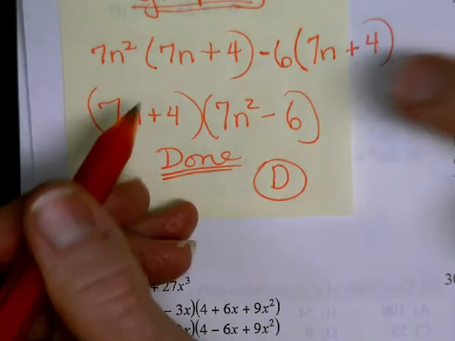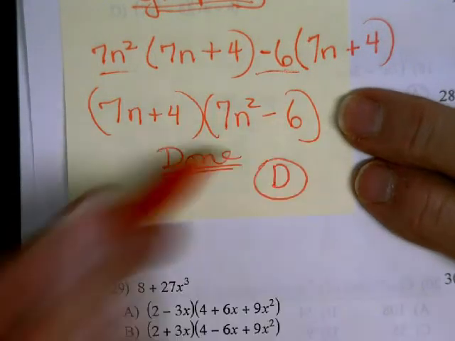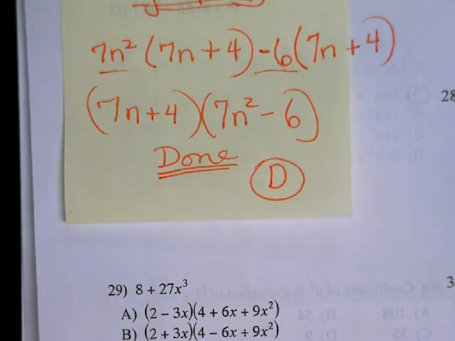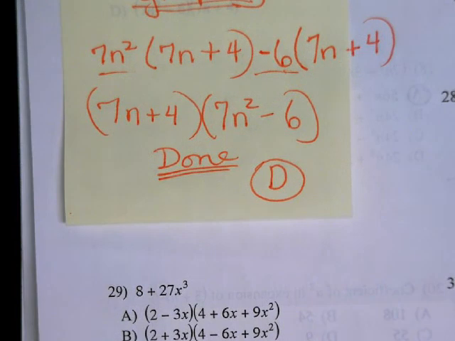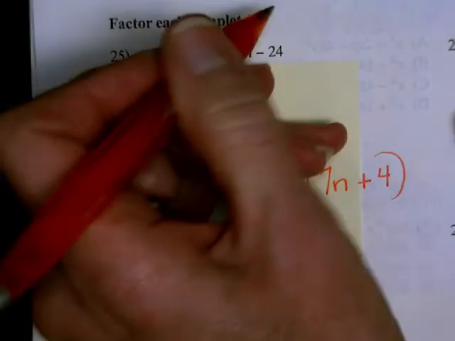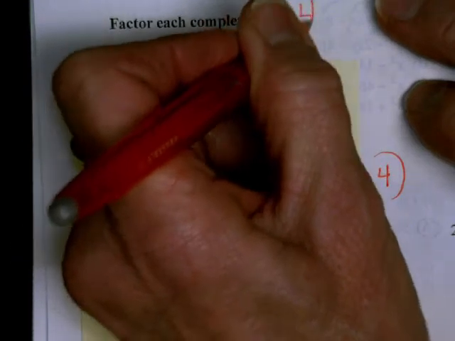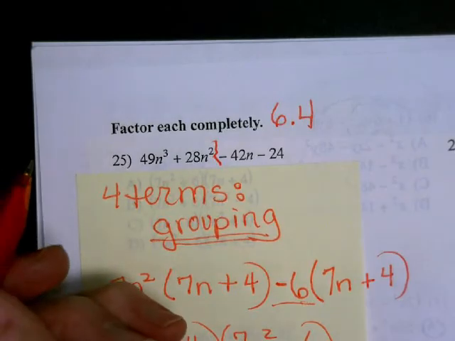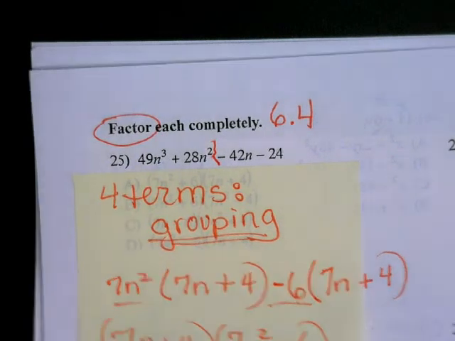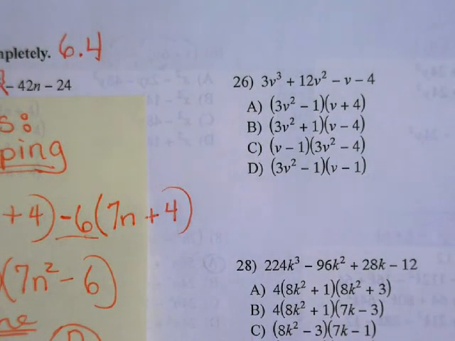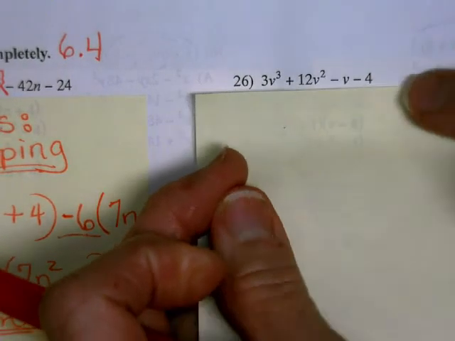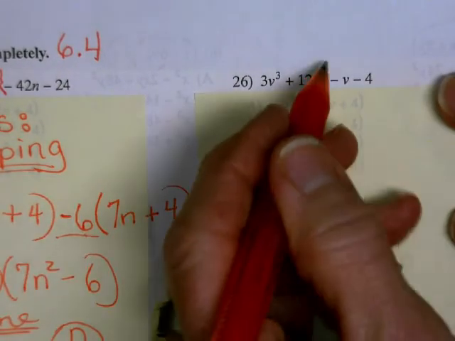So you notice how their order's different on their answer? Be ready for that. I really like to pull out my greatest common factor first, and then I like to see what's left over. That's where this comes from. But potato, right? Comment on grouping? This is 6.4, right? Factoring polynomials. So if you haven't tackled that sweet thing, be ready.